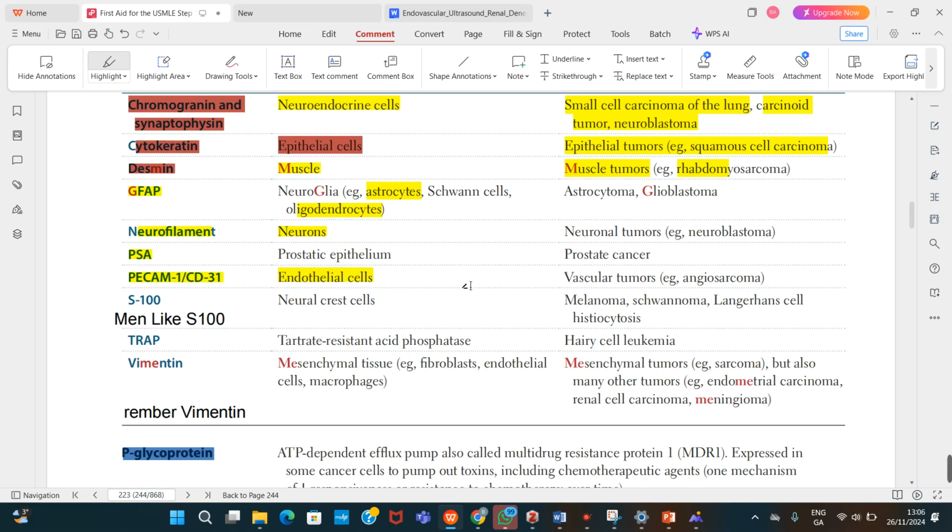So vascular tumors like angiosarcoma will stain positive for PECAM. S100 is very important. You cannot forget S100. So I put it here: Men Like S100. The Men standing for melanoma, the Like standing for Langerhans cell histiocytosis, then schwannomas too. Schwannomas, Langerhans cell, melanoma, all of them are derived from neural cells.